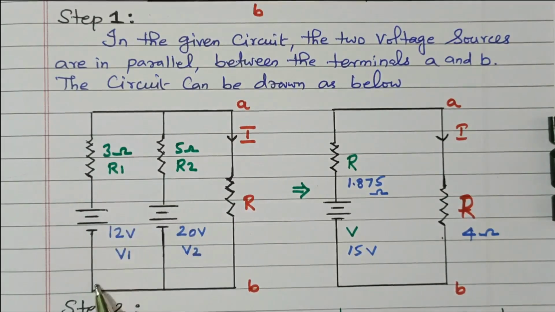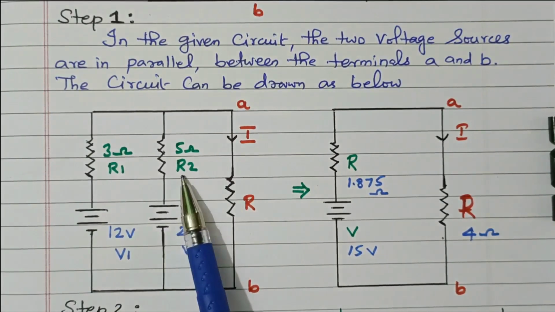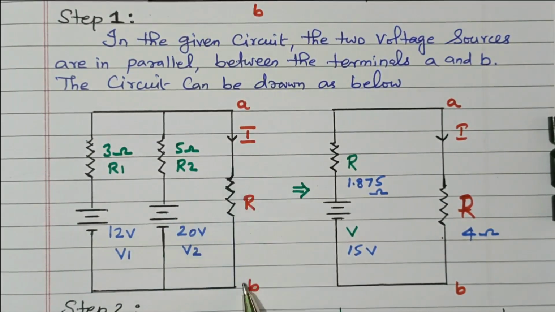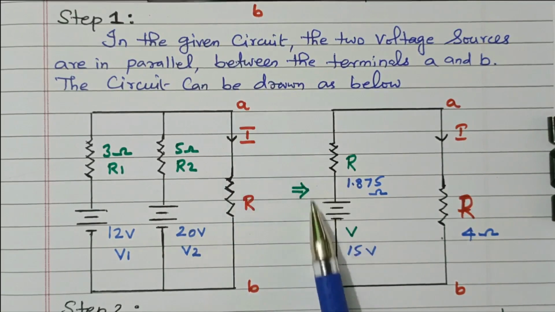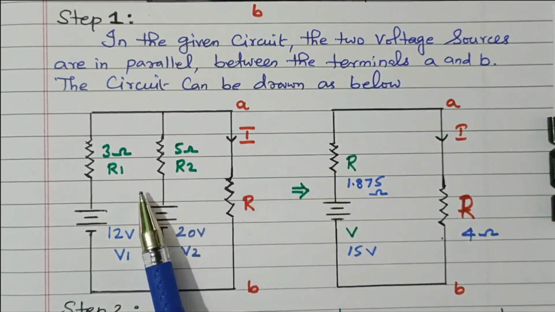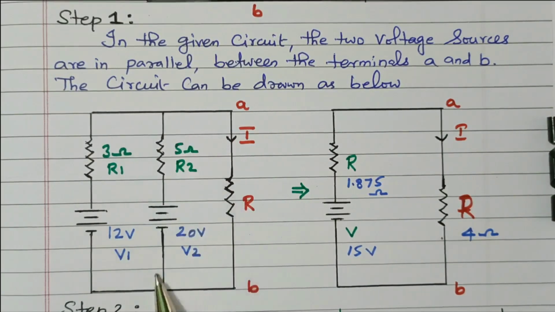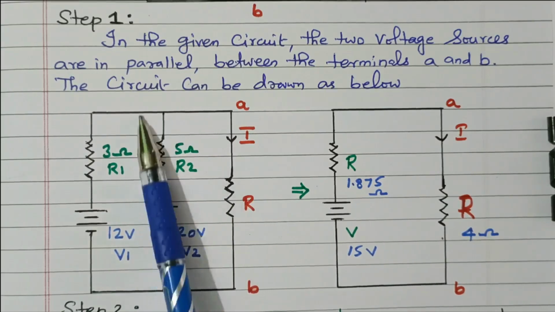So this is one voltage source with internal impedance 3 ohm. This is another voltage source with internal impedance 5 ohm. This is the terminal AB. In that we have the resistor R. Now we need to find the current I. Right? So the voltage source available on this side is now transferred to that side. Now both the voltage sources are drawn on the same side.